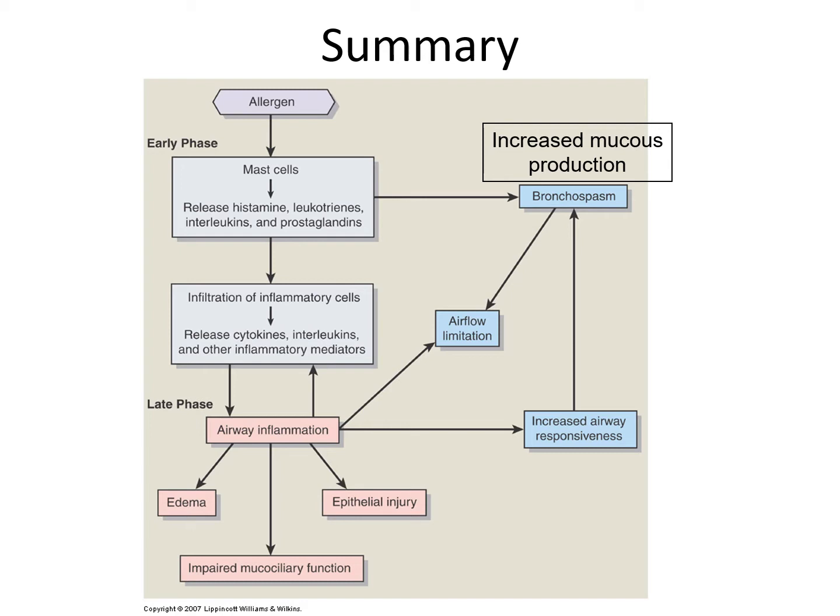In addition, we have increased mucus production, which I've added to the slide because it wasn't on there. That's going to be occurring at that point. So this leads to our airflow limitation because of that inflammatory swelling. We have increased airway responsiveness to our vagal tone, and all of these result in bronchospasm. So it's a sequence of events. It's basically an inflammatory response resulting in injury, mucociliary function impairment, edema, and bronchospasms. I guess that would be the big one at that point.